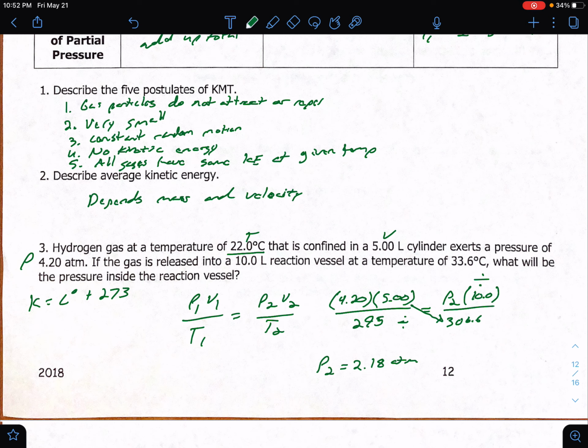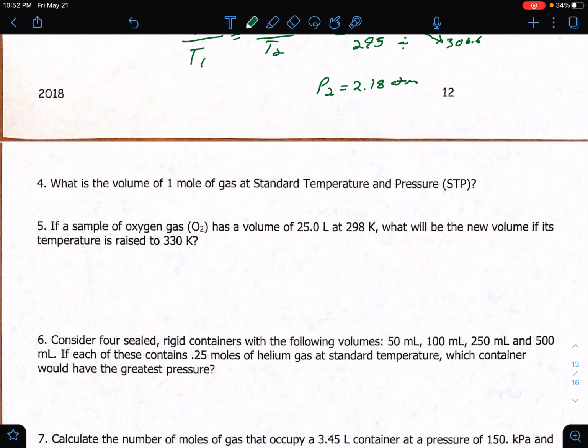Okay, moving on to the next one. What is the volume of 1 mole of gas at a standard temperature and pressure? So that's what STP stands for, standard temperature and pressure. So 1 mole equals 22.4 liters. Okay, and standard temperature is just 273 Kelvin, and standard pressure is just 1 atmosphere.